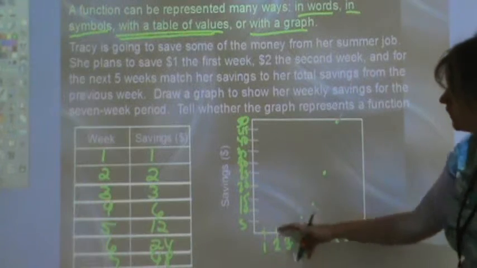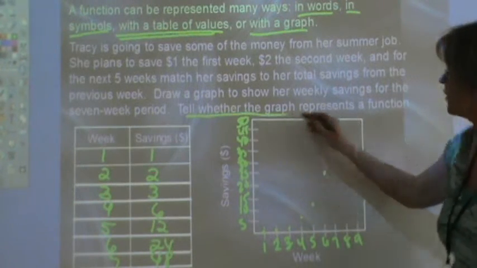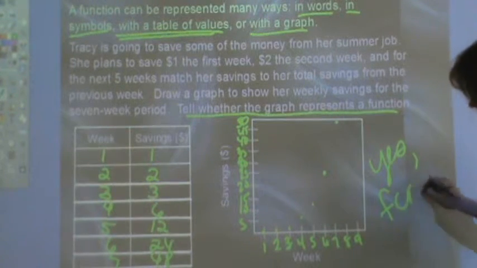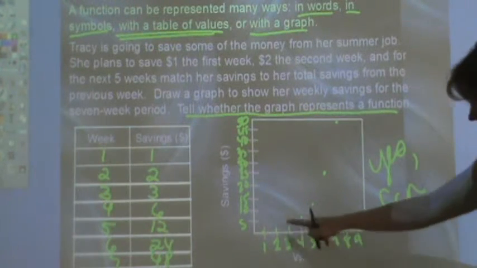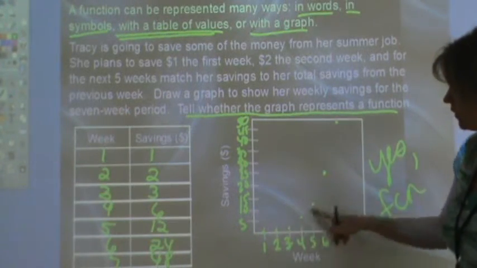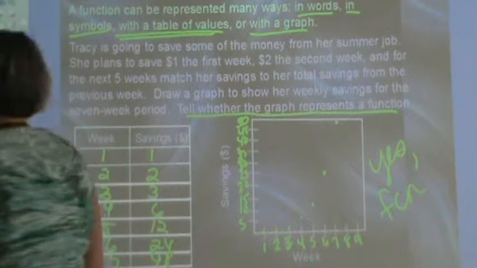Okay, this is a function. It says tell whether the graph is a function. Yes, that's a function, because for every week, there's only one amount of savings. So that makes it a function.